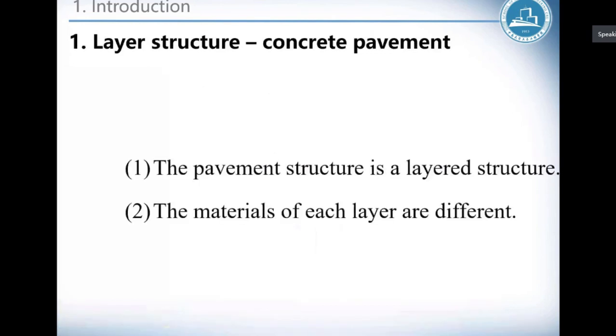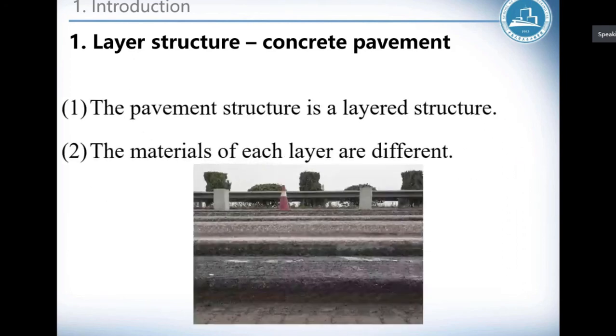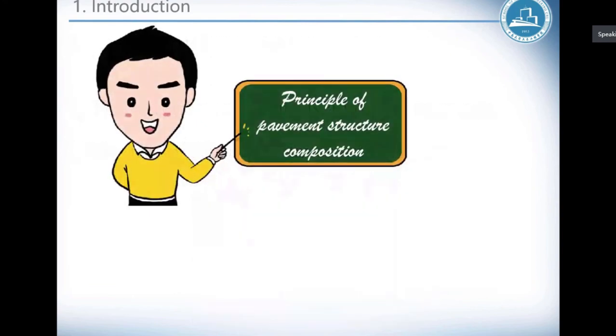So we can see that no matter for the asphalt pavement or the concrete pavement, the pavement structure is a layered structure, and the materials of each layer are different. So what's the mechanism behind this phenomenon? And this leads to the principle of pavement structure composition.